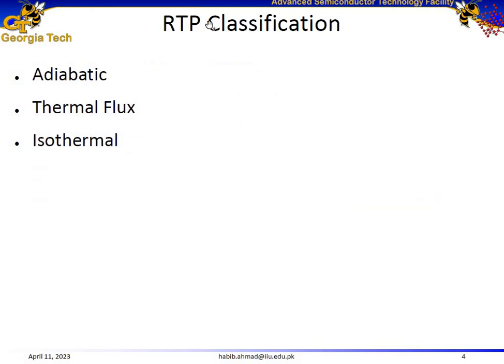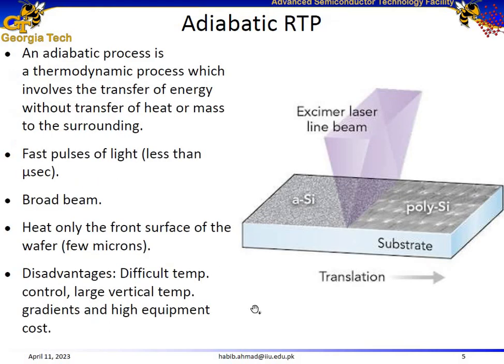We can classify rapid thermal processing into three processes: adiabatic processes, thermal flux processes, and isothermal processes. In the adiabatic process, we have a wide beam of laser which scans a silicon surface, and the transfer of energy occurs close to the surface of the substrate. It does not propagate longer or deeper into the substrate. So the purpose is to anneal your sample close to the surface.